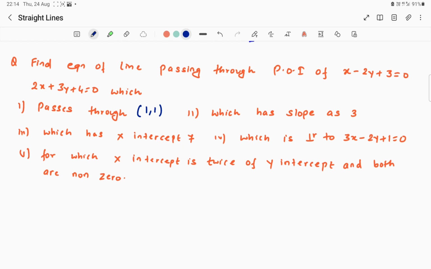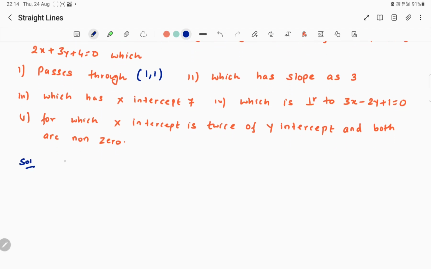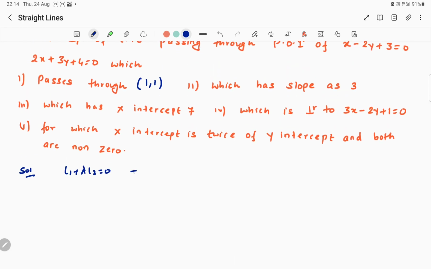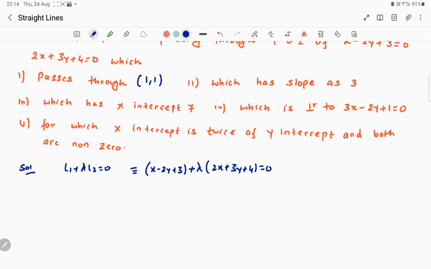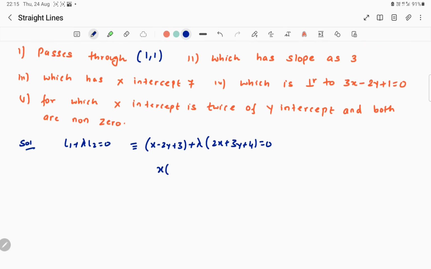Find the equation of the line passing through the point of intersection of x minus 2y plus 3 equal to 0 and 2x plus 3y plus 4 equal to 0. So first step, the line equation is L1 plus lambda L2 equal to 0. So what is L1? This implies x minus 2y plus 3 plus lambda times (2x plus 3y plus 4) equal to 0. So when you simplify, x coefficient is 1 plus 2 lambda, y coefficient is minus 2 plus 3 lambda, and constant is 3 plus 4 lambda, equal to 0.